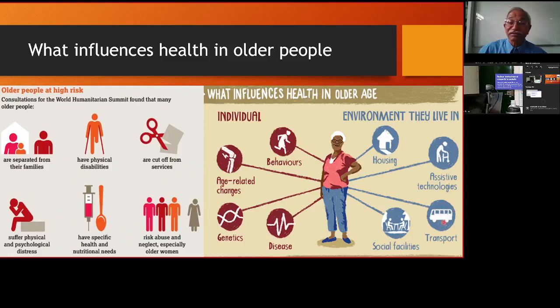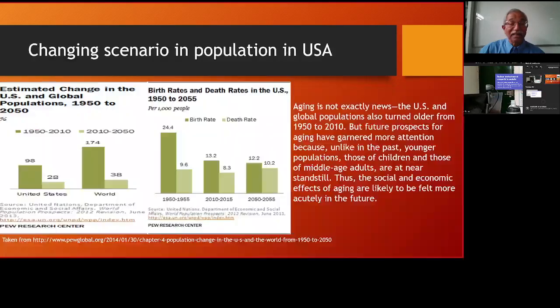Then there are several organizations which provide transport to the aging populations, and that helps them a lot to enjoy their life. Then there are social facilities which are available everywhere. Diseases are common in the system, so the environment they live in as an individual helps them to become healthy. But challenges are also age-related changes, genetic problems start showing up when you are old, and the diseases are there. So there are advantages and disadvantages of being older, and this is where things are moving. The changing scenario in population is, as I mentioned, it is growing and growing, and aging is not exactly news in the US now. The global population has also turned older.